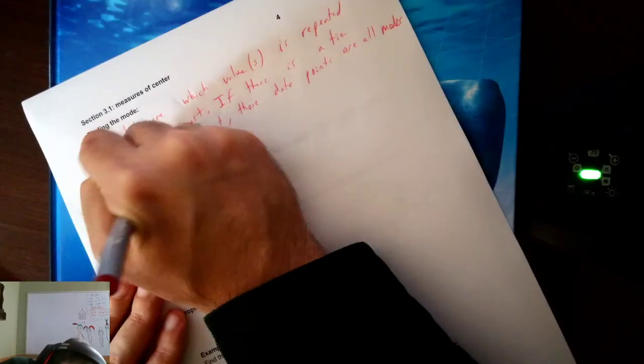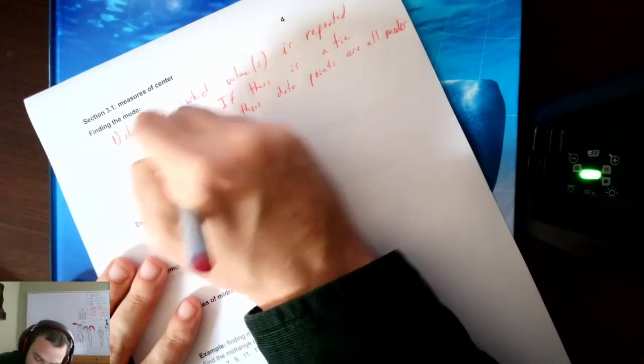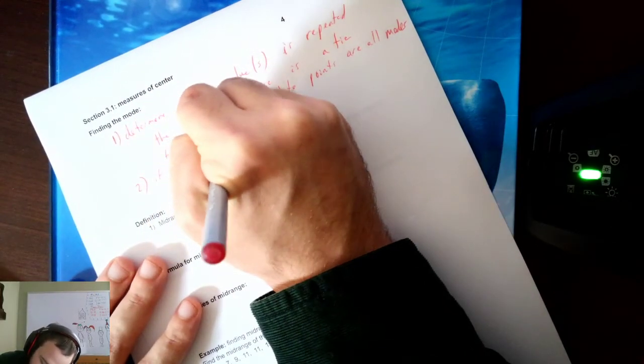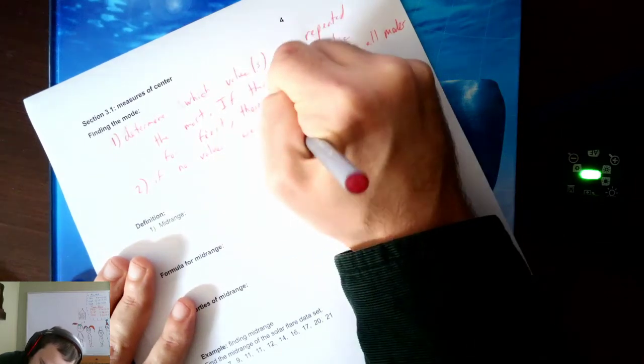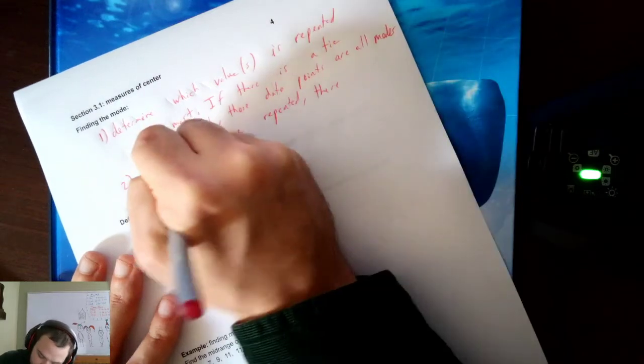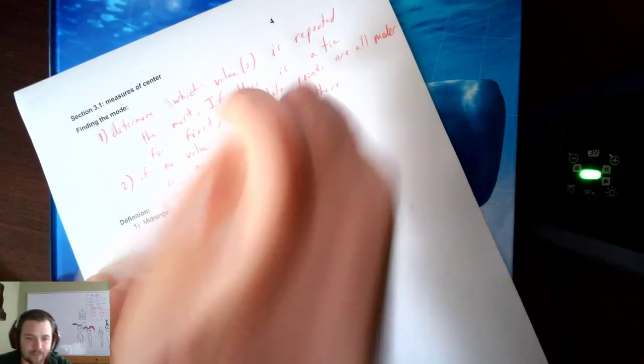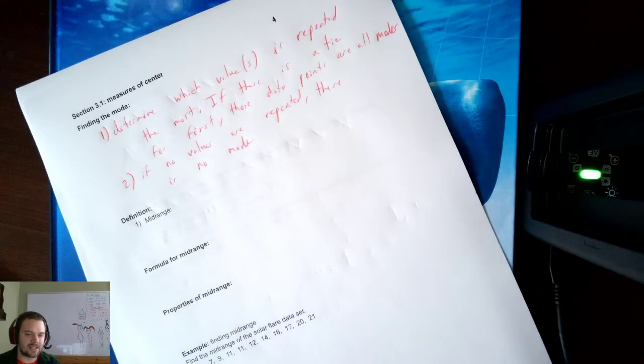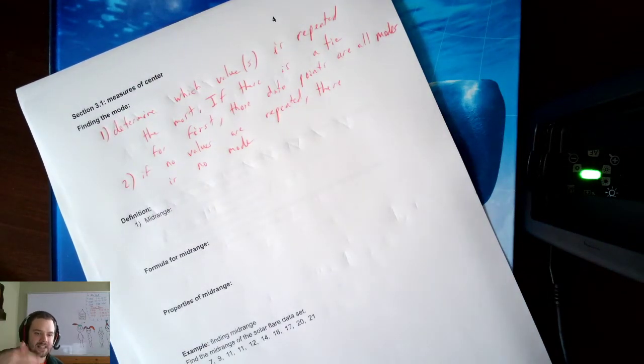The second part is if no values are repeated. There is no mode. If every number in the data set only shows up once, there is no mode. Like if your data set is 1, 7, 9, 11, 56, 29, 107, I didn't repeat any numbers there. There would be no mode in that data set. So be careful. There might not be a mode. If nothing's repeated, there is no mode.